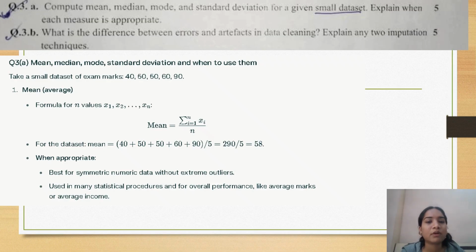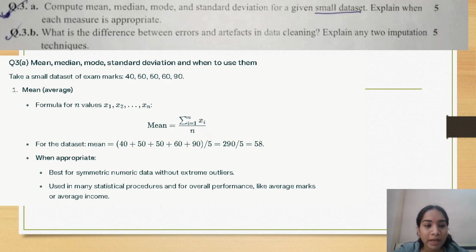I will explain how to compute mean, median, mode and standard deviation for a small data set and when each one is useful. Let's take a small data set of exam marks: 40, 50, 50, 60, 90. The mean or average formula is given over here: x1, x2 to xn, mean equals summation of xi divided by n. For a small data set, we add all values and divide by the total count. It is calculated over here and the total is 58.